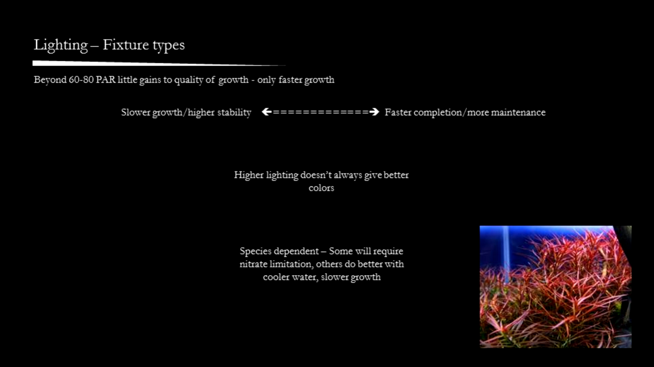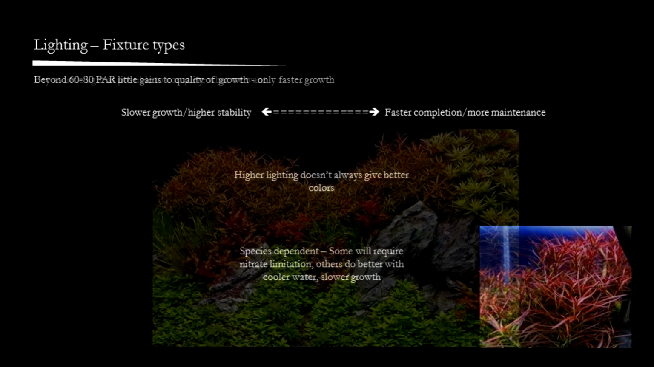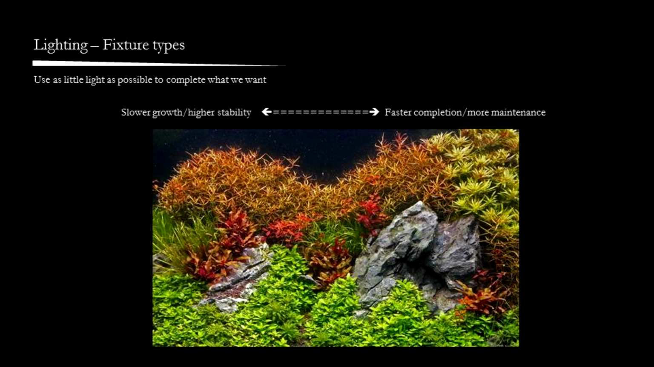For some species, they only turn very red under nitrate limitation. That means if you have a nitrate level in your tank that is below 10 or below 5 ppm or so. In these species, it doesn't matter how much light you use, you need nitrate limitation to bring out the colors. I would say the main role of using much higher lighting in a tank than what is necessary is that it allows you to complete scapes more quickly.